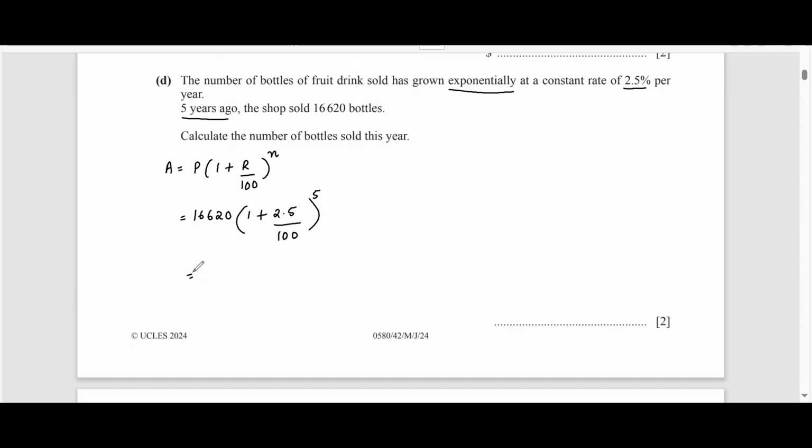16,620 multiplied by 1 plus 2.5 over 100, the whole thing to the power of 5. This will give us 18,804 bottles. That will be the answer for the D part.